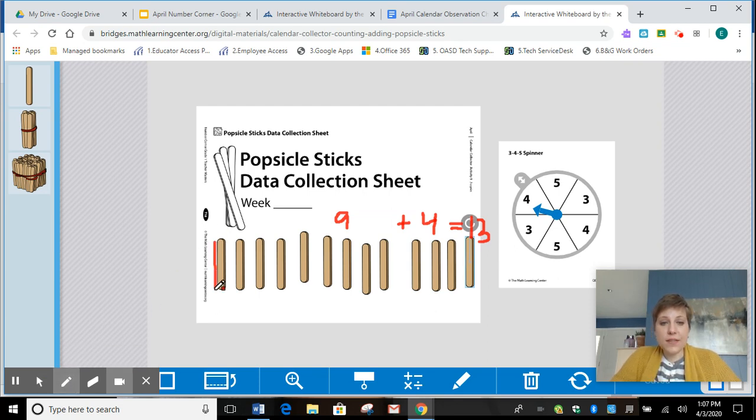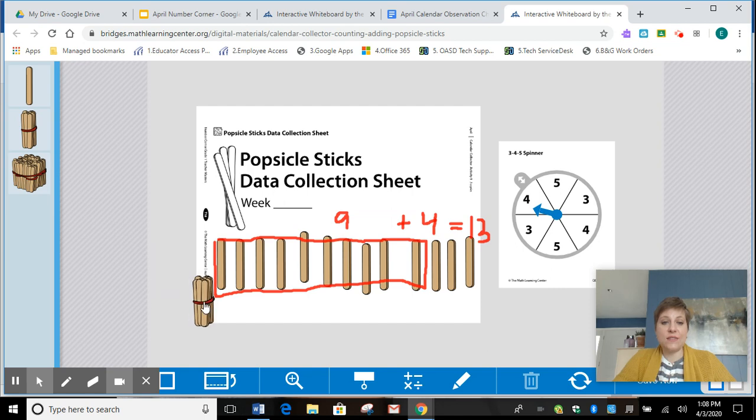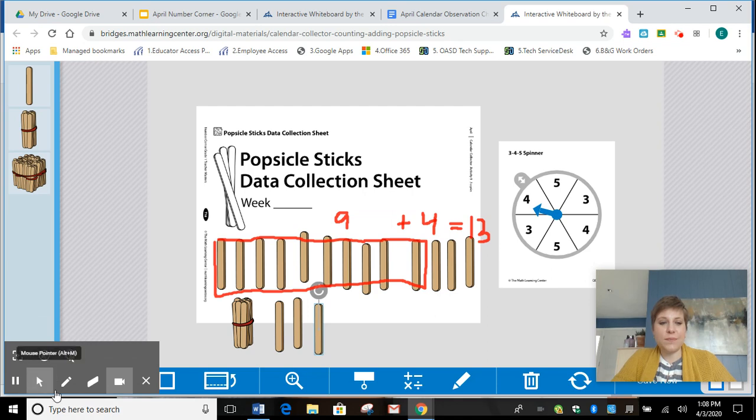But now we know something else that we can do. Right there, I see that group of 10, so I know I can finally make my change. I'm going to change it to 10. And how many extra do you see? You're right, 3 more. 11, 12, 13.